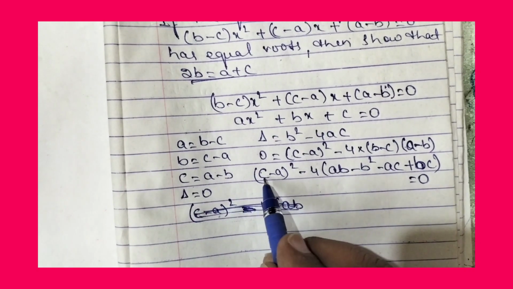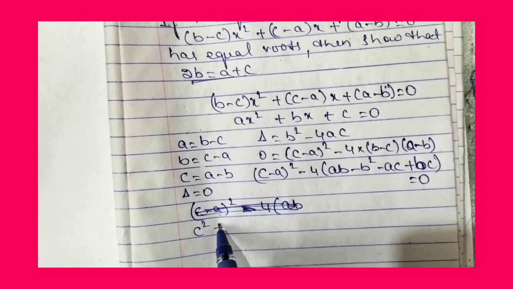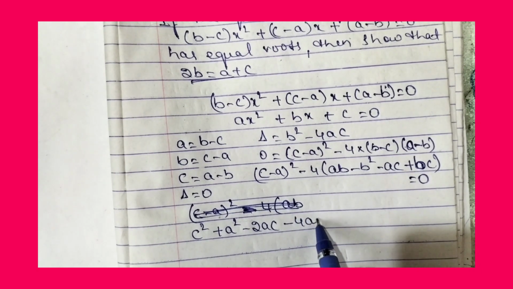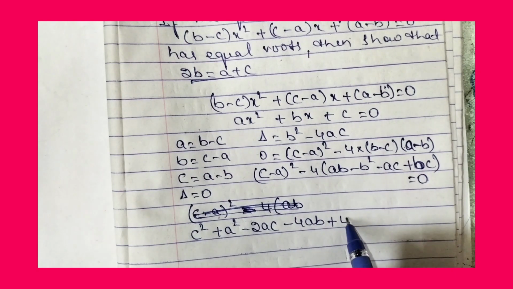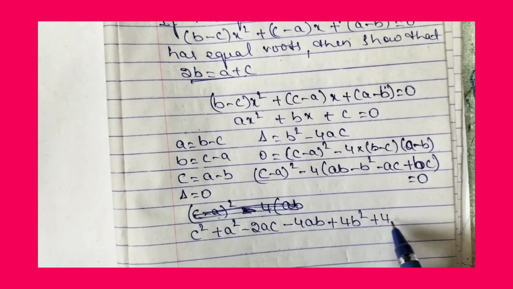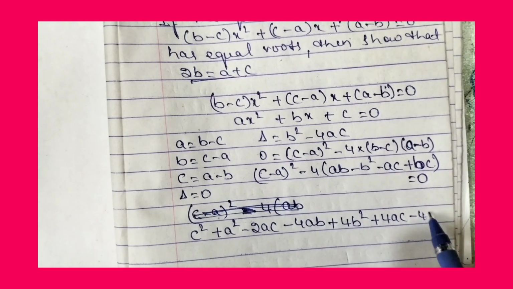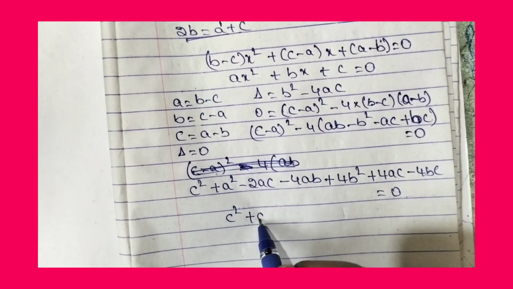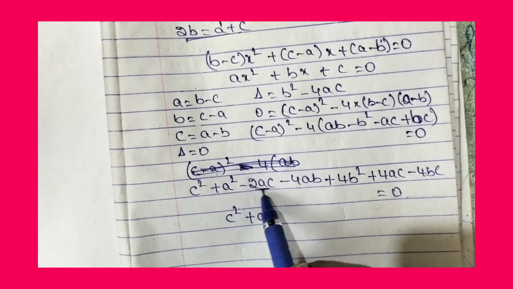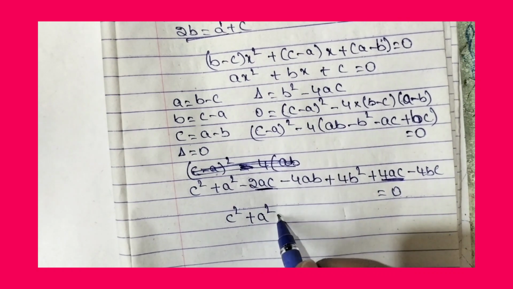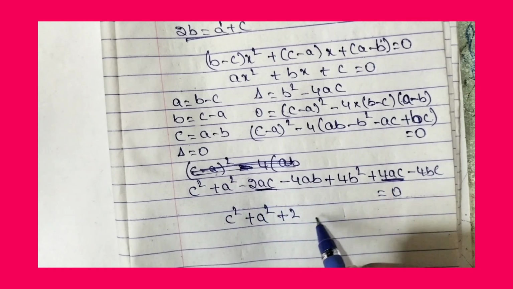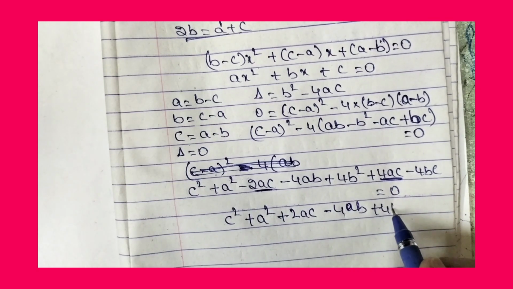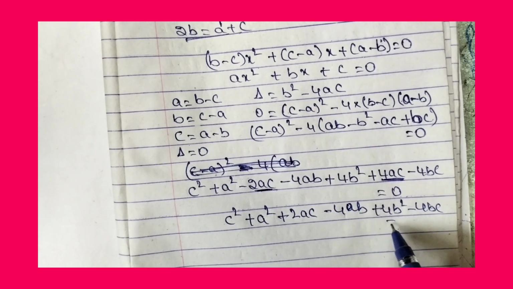Let us expand this. C minus a whole square will become c square plus a square minus 2ac. Then you multiply this one. Minus 4 into ab, minus 4ab. Minus into minus is plus 4b square. Minus into minus plus 4ac. Minus into plus is minus 4bc, which is equal to 0. So now c square plus a square, then here minus 2ac is there, here plus 4ac is there, then minus 2ac plus 4ac becomes 2ac, then minus 4ab is there, then plus 4b square is there, then minus 4bc, which is equal to 0.